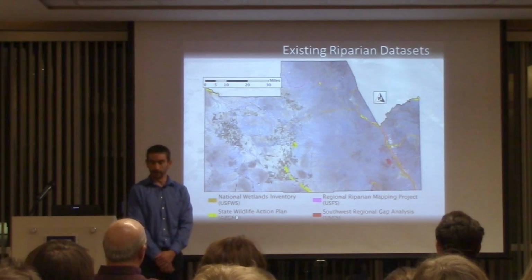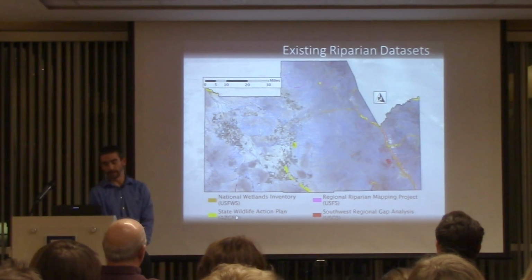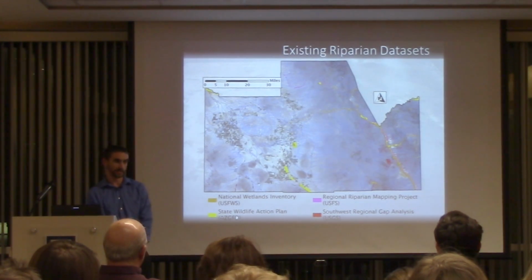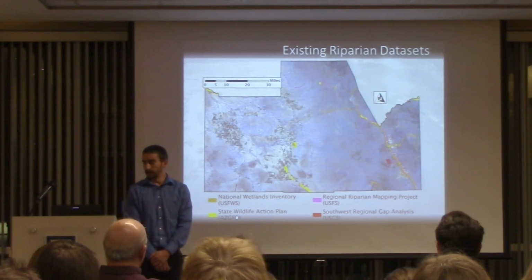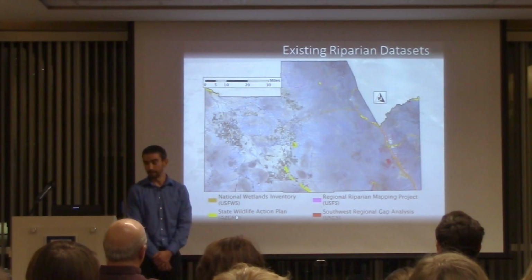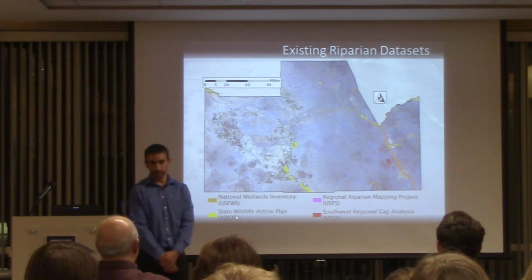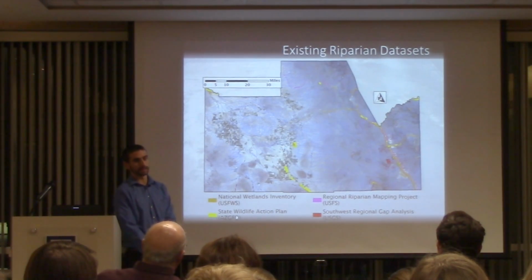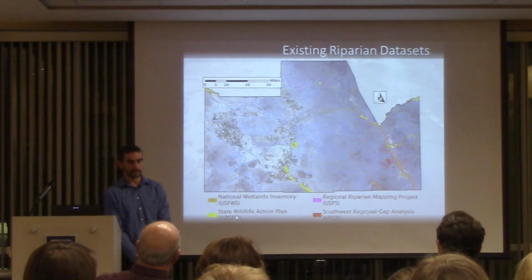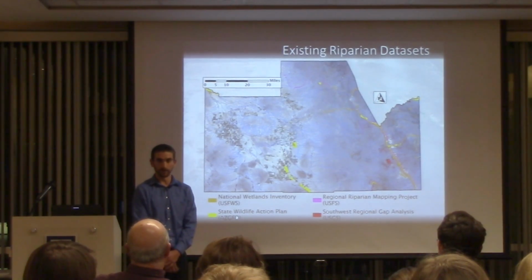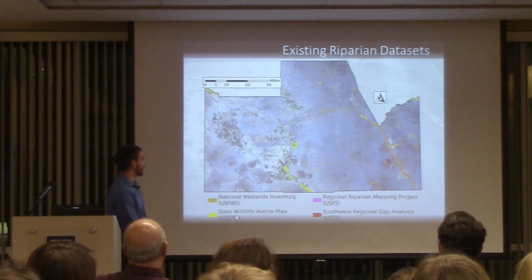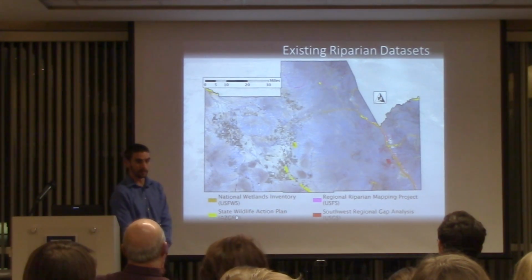This is what the riparian zones in the county look like right now. There's four major data sets covering the county: the National Wetlands Inventory, the State Wildlife Action Plan, the Regional Riparian Mapping Project, and the Southwest Regional Gap Analysis. The coverage for these generally looks at perennial streams and/or riparian areas that have obligate or preferential riparian species. So it leaves out most of the rest of the county, which is ephemeral or light intermittent.